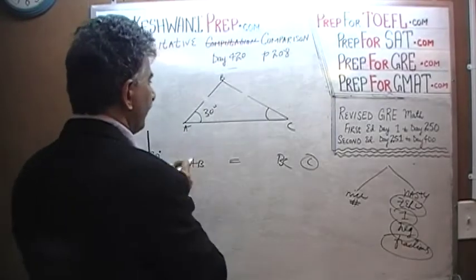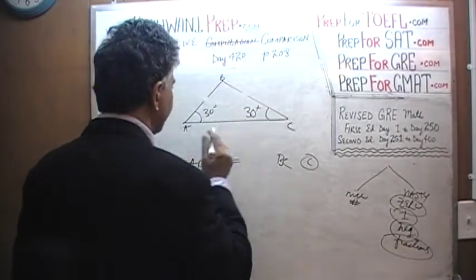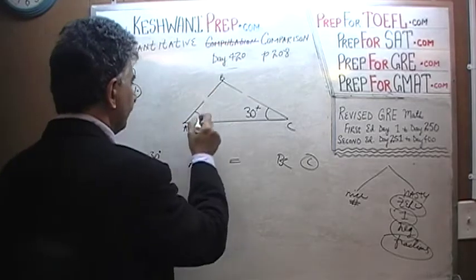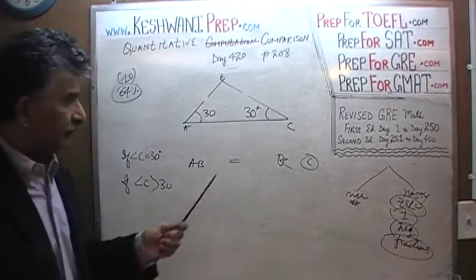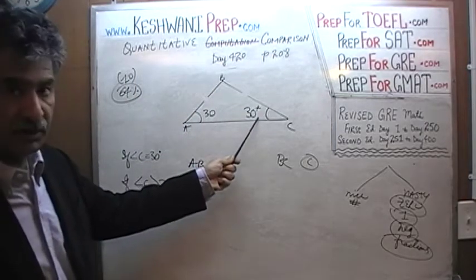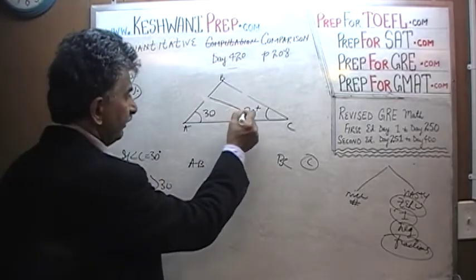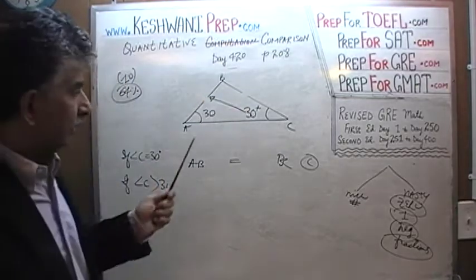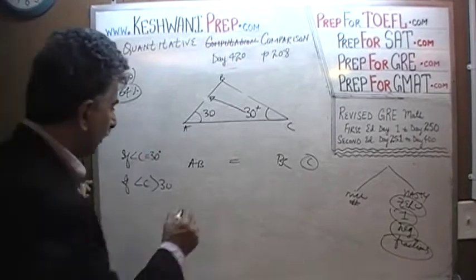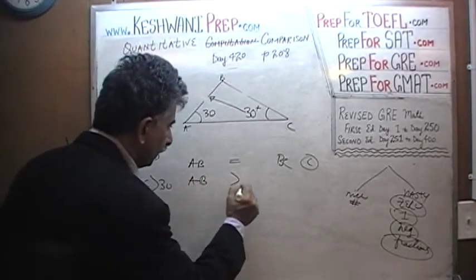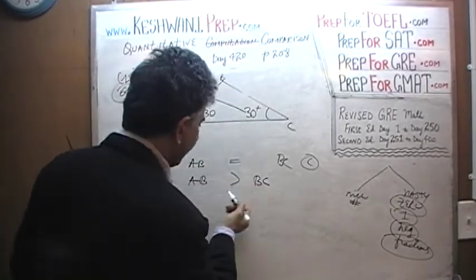On the other hand, if angle C happens to be greater than 30 degrees, then they will not be equal. If angle C happens to be more than 30 degrees, 30 plus, this is how we write it, this is 30 degrees, and this is something more than 30 degrees. Since this is more than 30 degrees, the side facing the greater angle will be the longer side. Side AB will be longer. AB would be longer than BC, and in this case, the answer would be A.